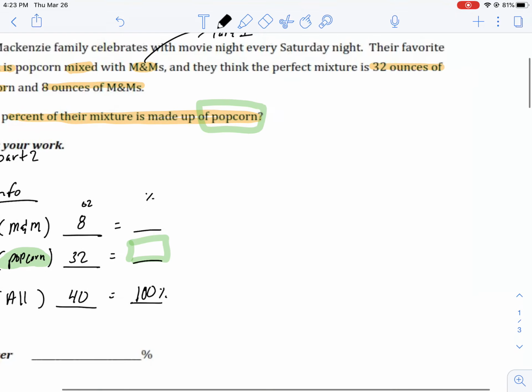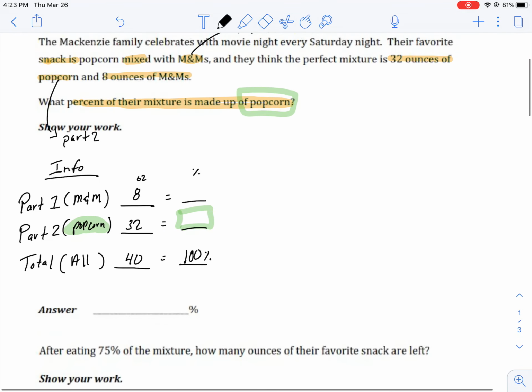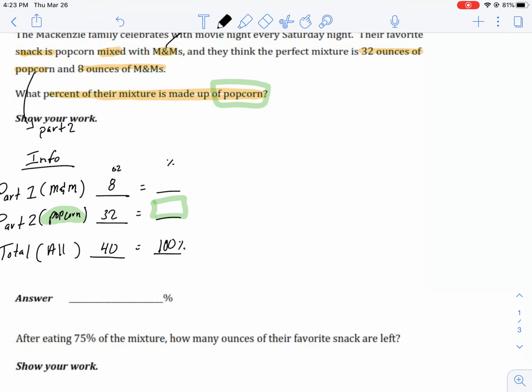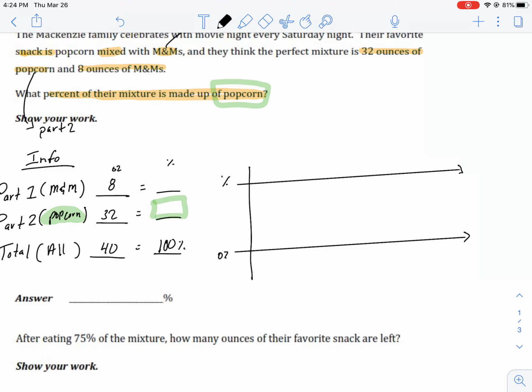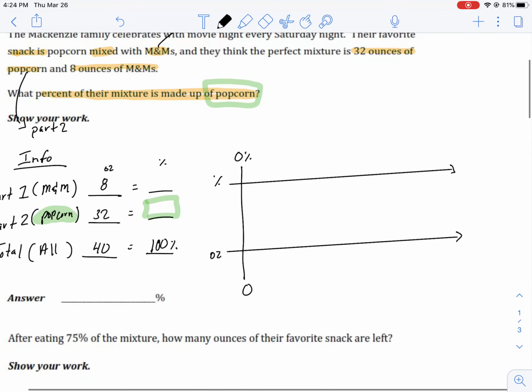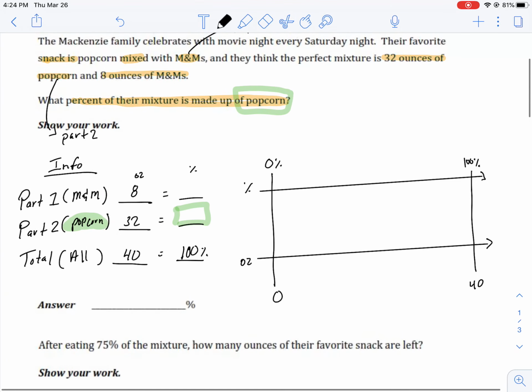Okay. And so now we have enough information to begin laying out our double number line. So we have double number line. We have a percentage and we have ounces. Our percentage is 0% to 0 ounces. And if we look at our total, we know that 100% represents 40 ounces. Great. We want to find out what 32 ounces is equivalent to. So this is where we're trying to get to.